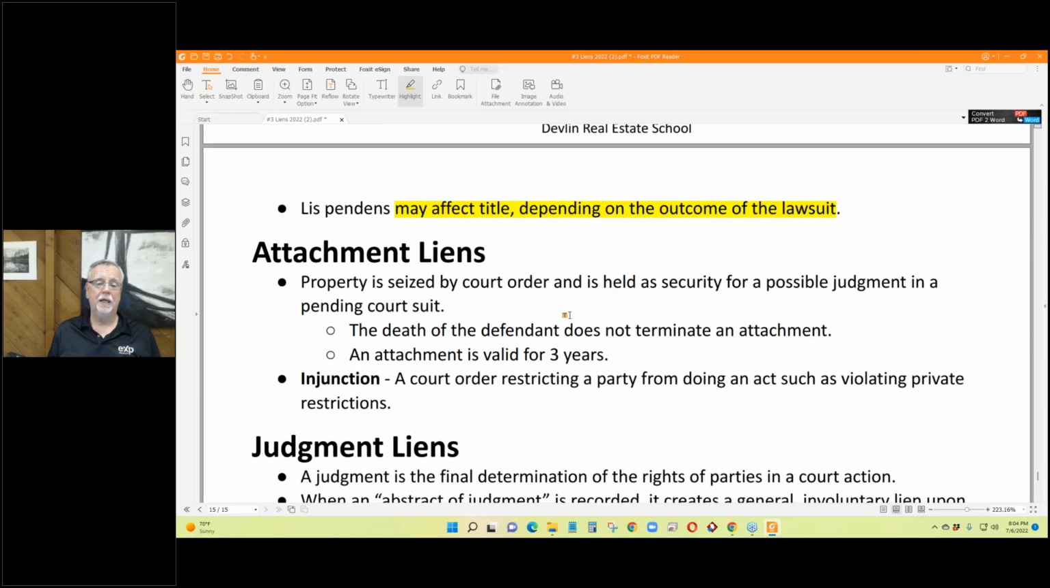An attachment lien is when it's ramped up another notch. And this is when property is seized by court order and then held as security. It's valid for 3 years. So if they think that you're about to sell everything and leave the country or something like that, they can attach the property, especially if you look really guilty. And anyhow, they can attach the property until the judgment.